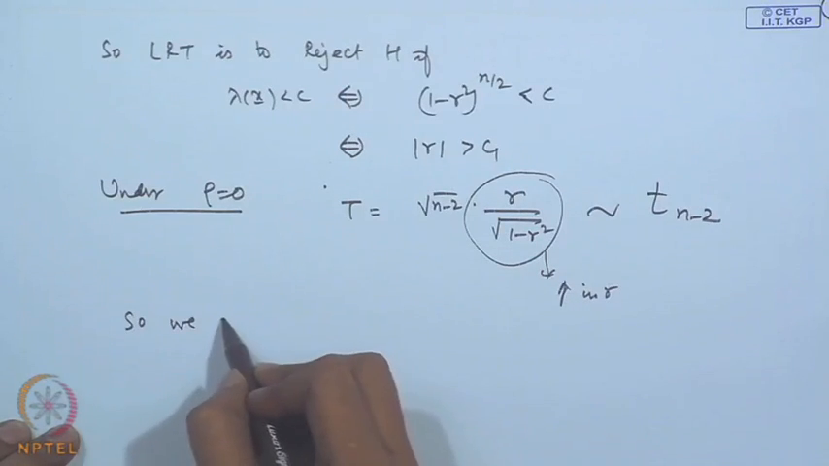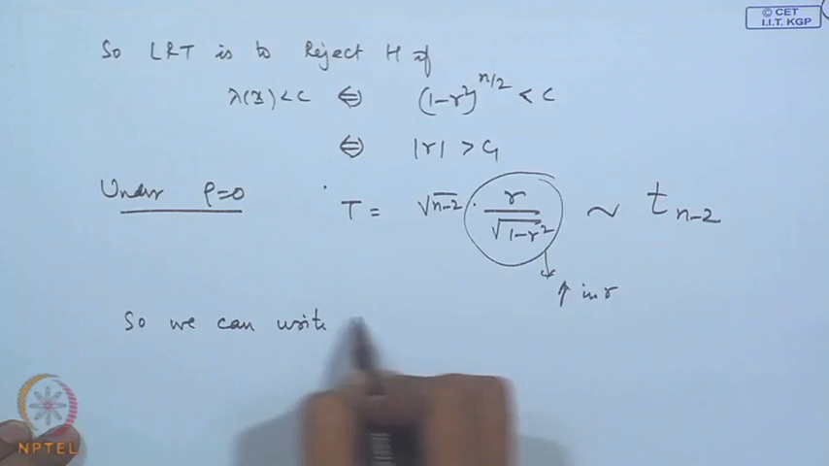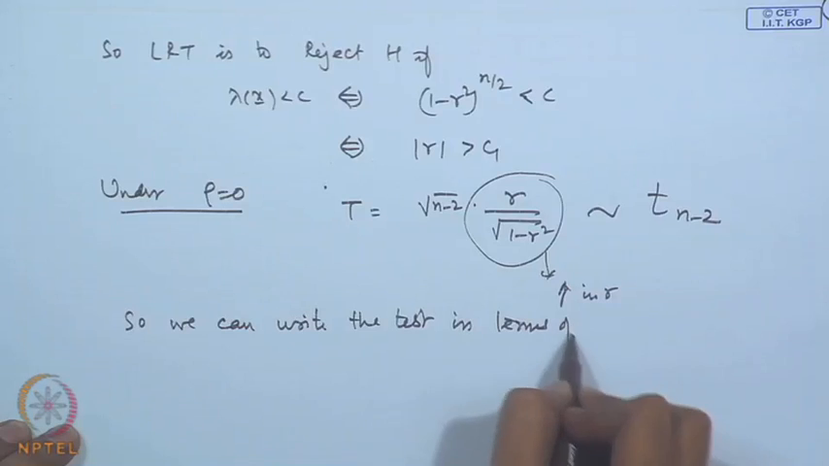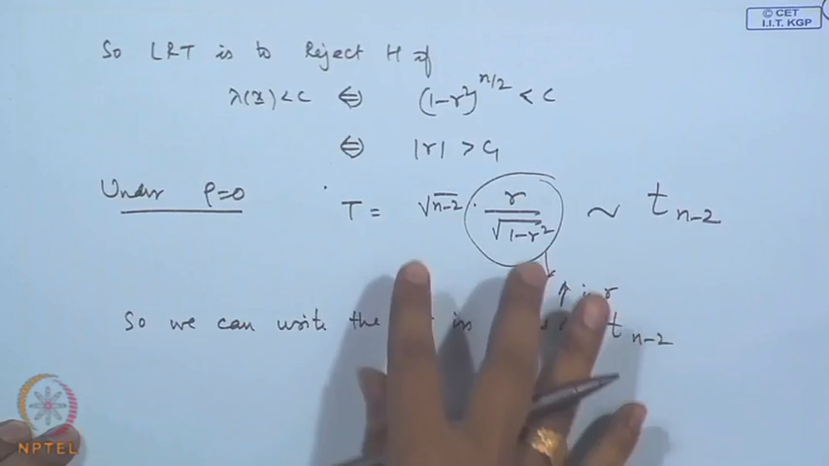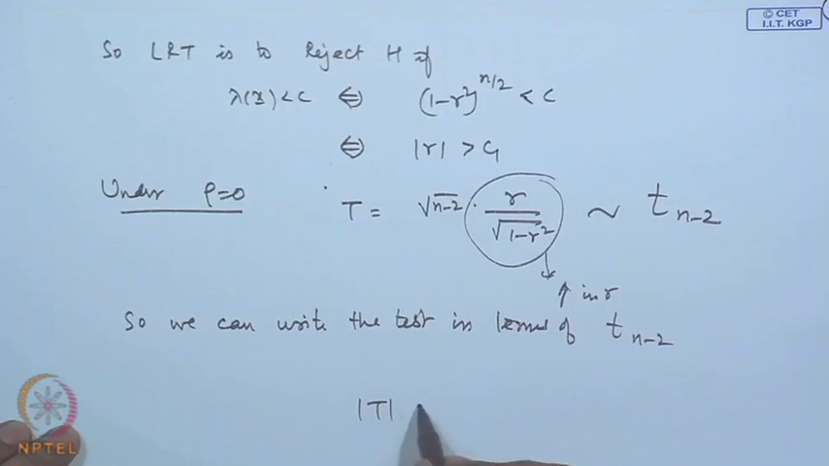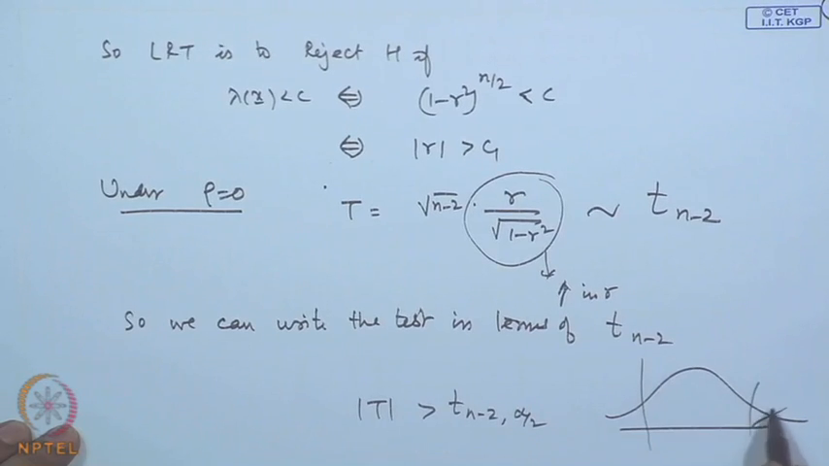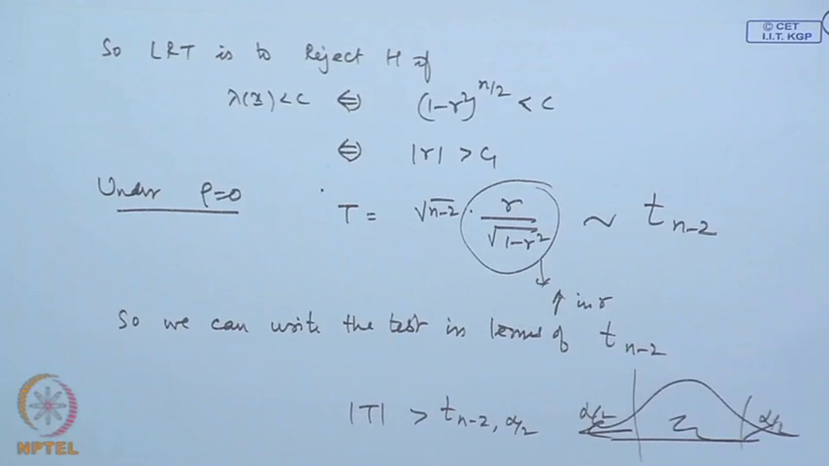So, we can write the test in terms of t n minus 2. So, basically what we can say, we reject when modulus t is greater than t n minus 2, alpha by 2, because t distribution is symmetric. So, we can consider this alpha by 2 and this probability as alpha by 2 here. This is the acceptance region. So, you can see here also we are able to nicely get the likelihood ratio test for testing for the independence in a bivariate normal population.